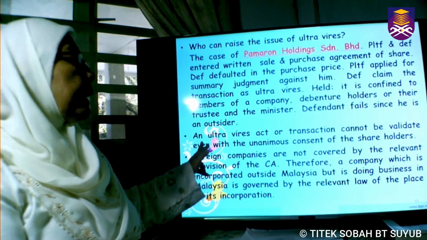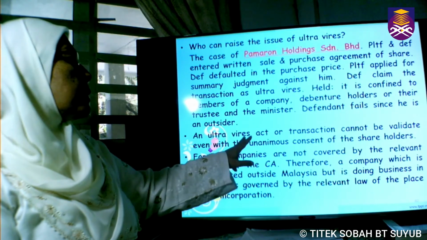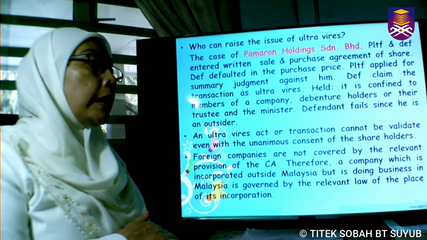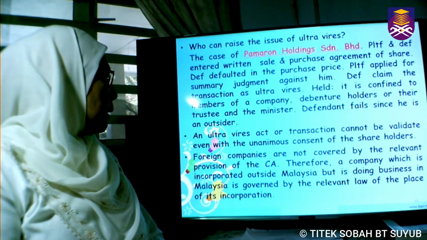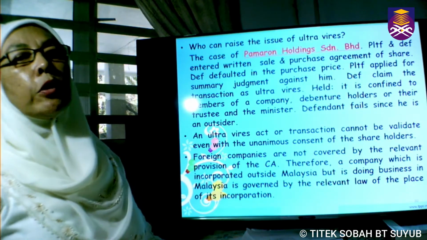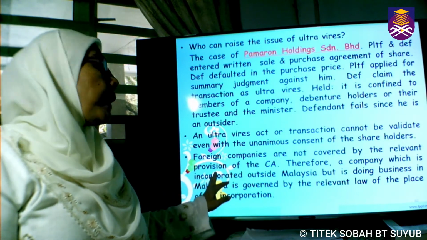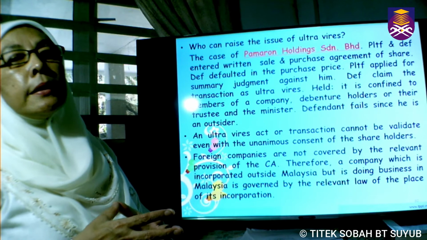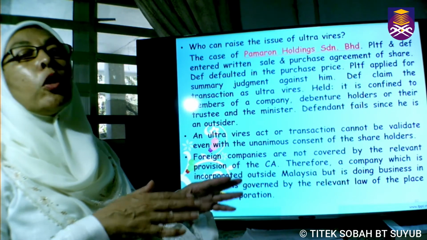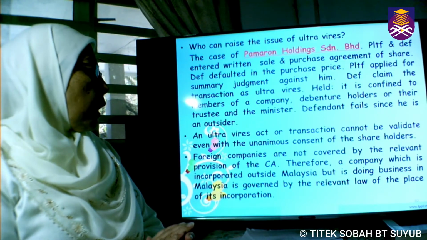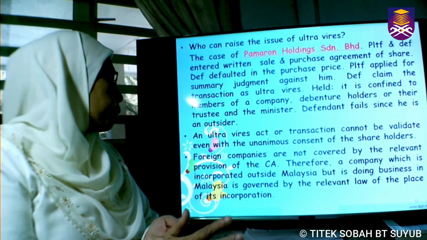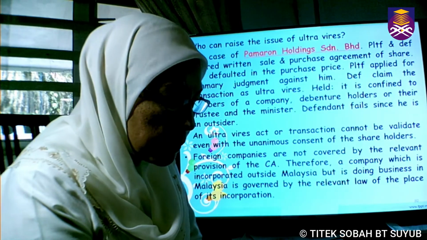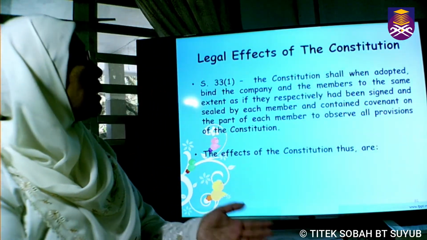So, yang ini ulang banyak kali lah. Banyak kali saya kata, an ultra vires act or transaction cannot be validated, though it has been ratified by all the members of the company. Cannot. However, foreign companies are not covered by our Companies Act provisions. They are covered by the statute where their company was formed and incorporated. Because of that, certain provisions of the Companies Act will not be applicable to these foreign companies. We have a lot of foreign companies here in Malaysia, right?